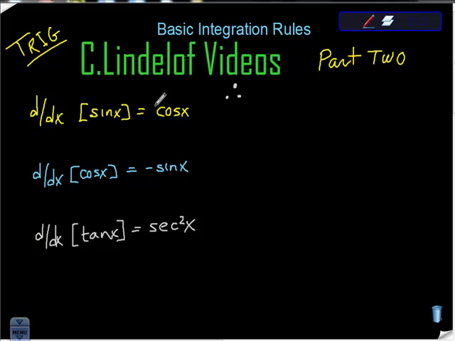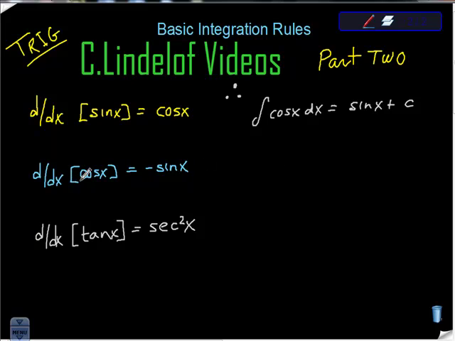Well, if we do this backwards, if we take the inverse, we could say, well, then the indefinite integral of cosine x dx is equal to sine x plus c. I'm just switching these things and putting in this integration sign. To do the same thing here.